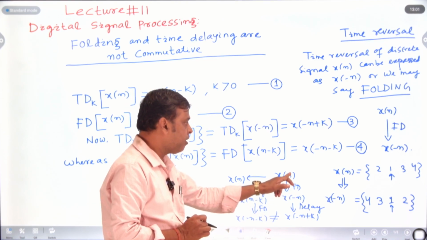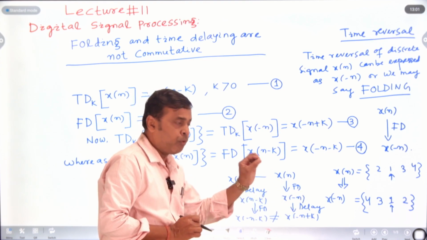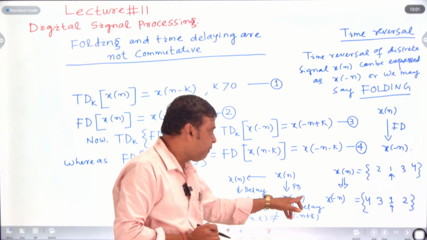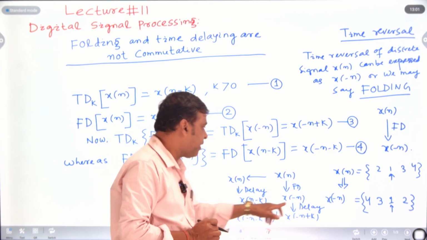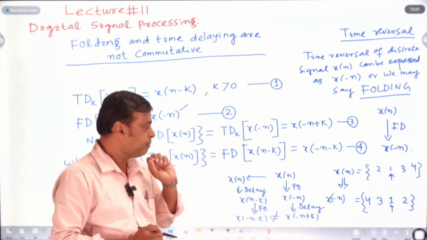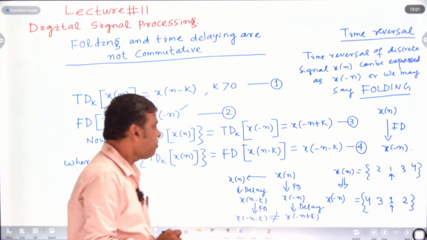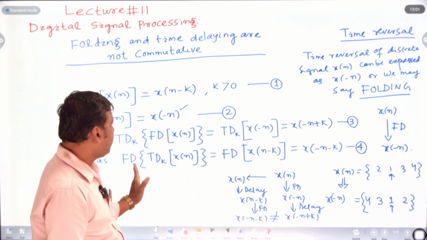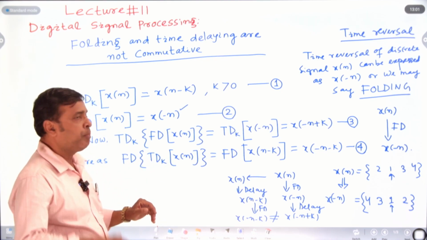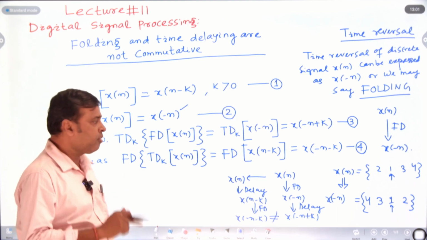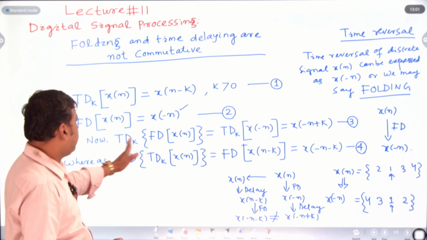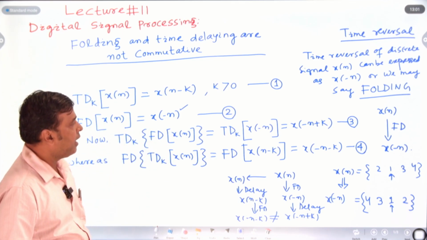If it is folding, x of n folding means x of minus n. Folding then delaying: when the signal is already folded, that means x of minus n, delaying it gives minus n plus k, not minus n minus k. Remember, this is not equal to this. So we can say that folding and delaying are not commutative. First folding then delaying is not the same as delaying and folding. It is most important. So folding and delaying are not commutative.